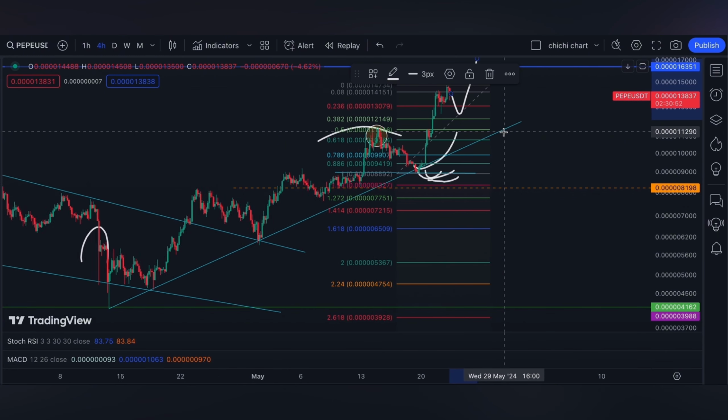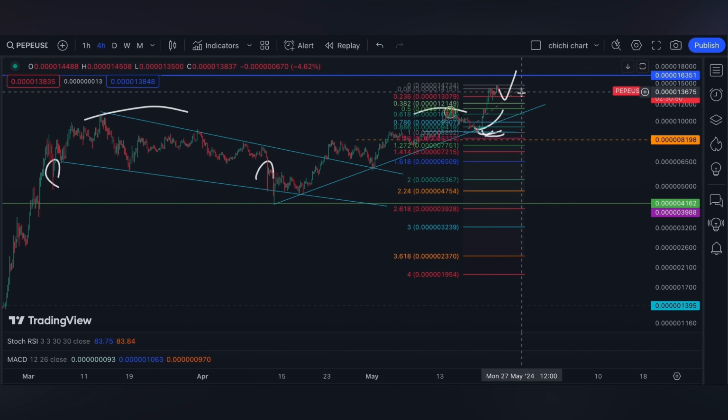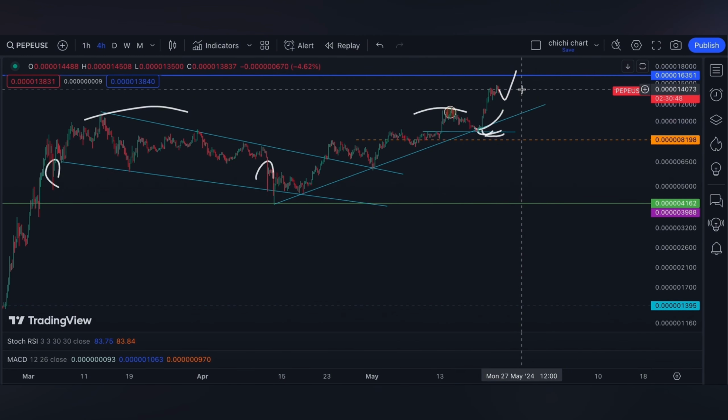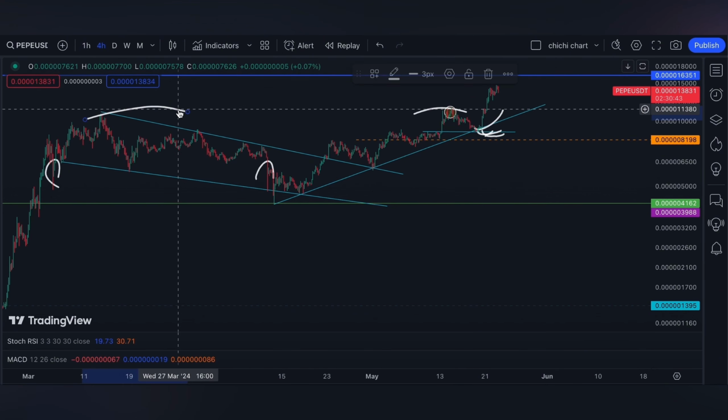You may also comment what are your levels for Pepe, and for other market updates that you might need to know, they will be posted on our community wall.